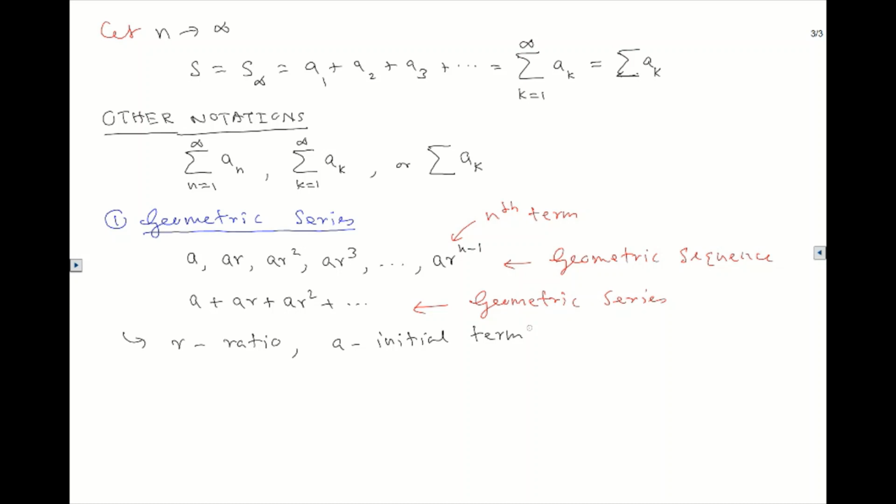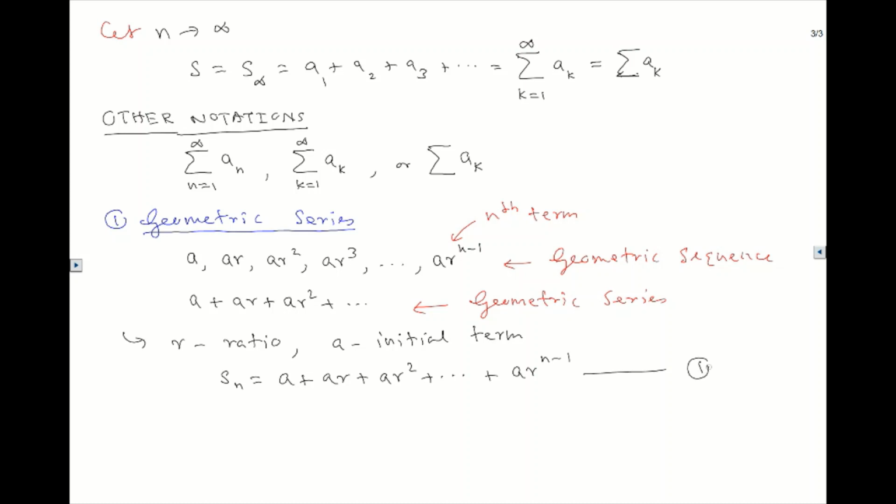Let's look at the partial sum, and see whether the partial sum as a sequence converges. The partial sum is a plus ar plus, like that. I'm going to add the first 3 terms, a, ar, ar squared, and then you can write the nth term, which is ar to the n minus 1. This one I'm going to call equation number 1.